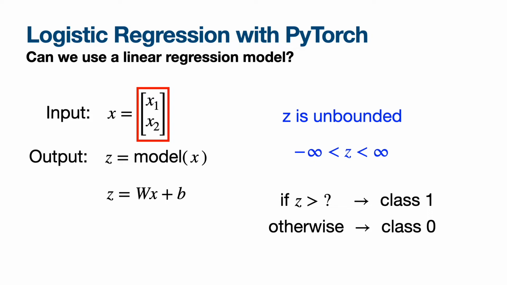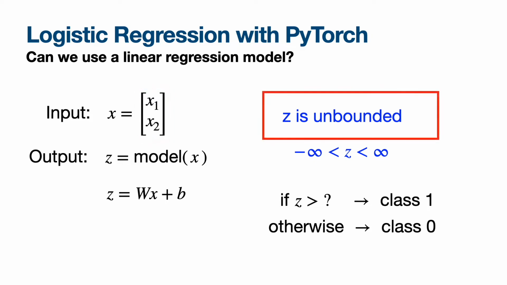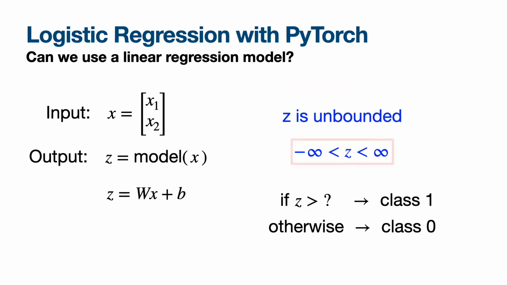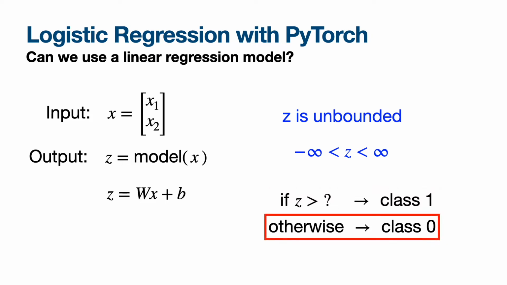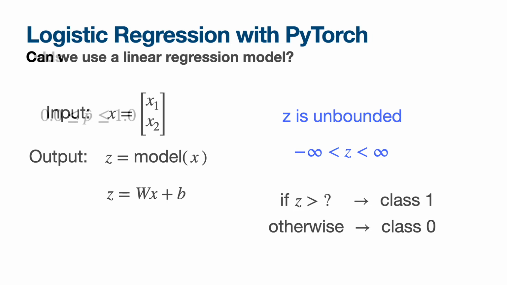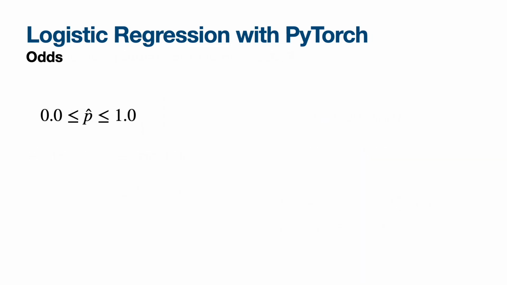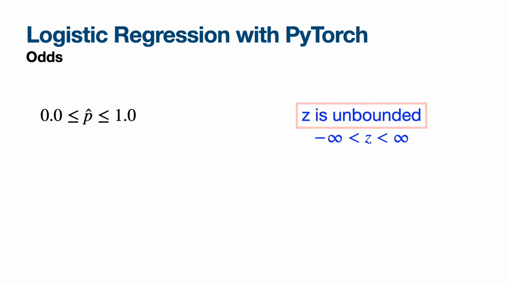Since x1 and x2 can be any values, output z is unbounded, meaning it can be anywhere between negative and positive infinity. Then, how can we tell what value of z means class 1 or otherwise? We seem to hit a wall here. Is there any way that I can convert z to probability? So, the problem is that probability must be bounded between 0 and 1, while a linear model can output any value. Therefore, we must somehow map output z to probability.